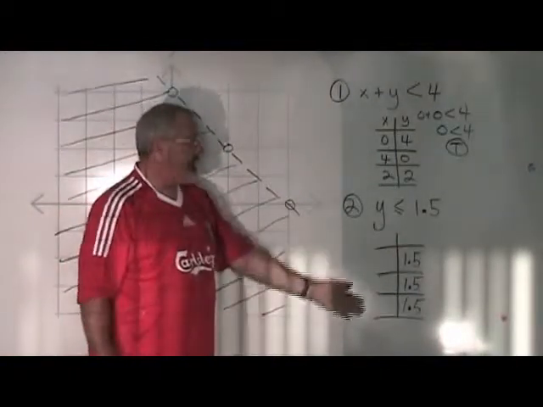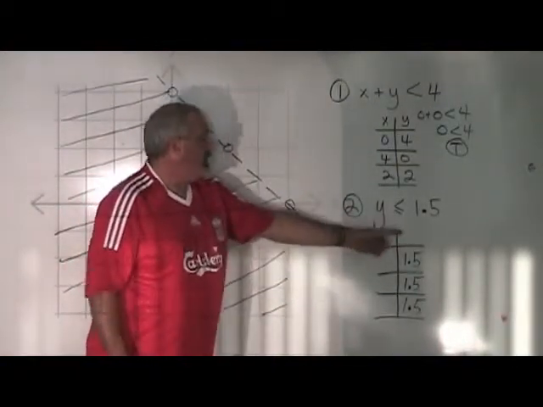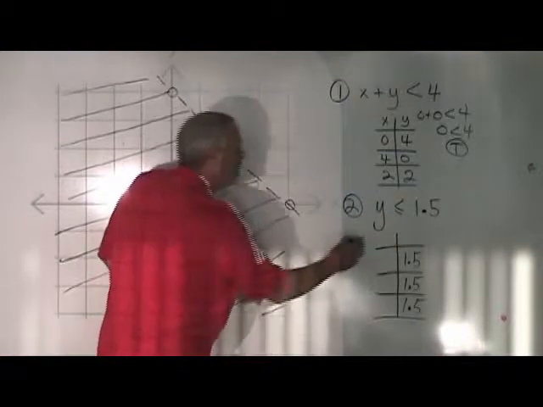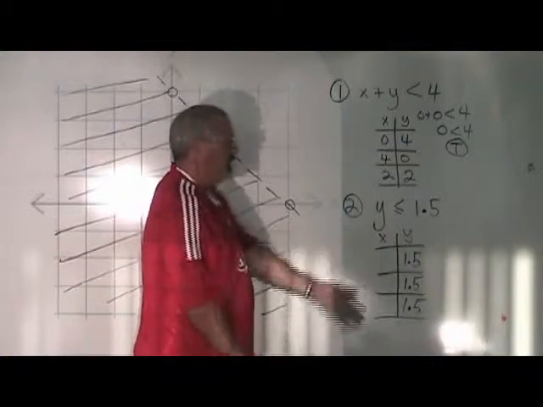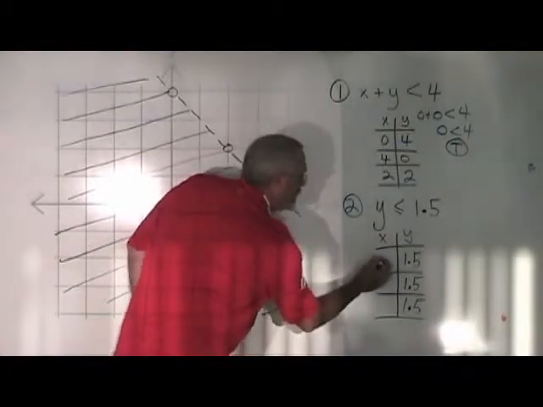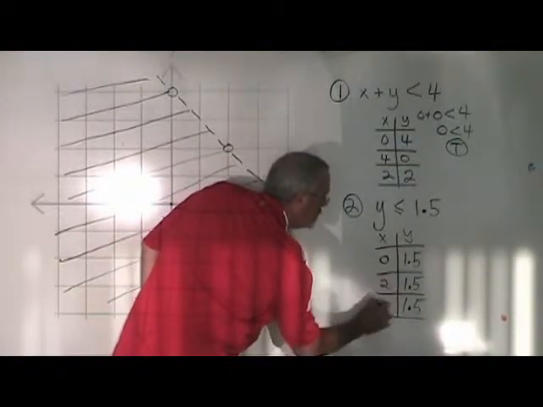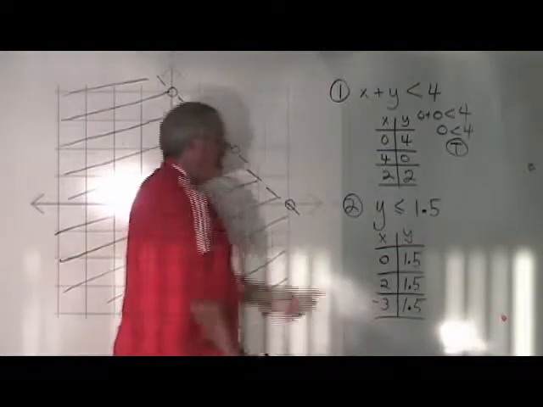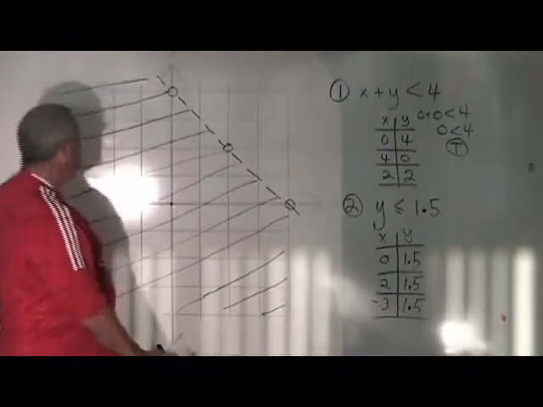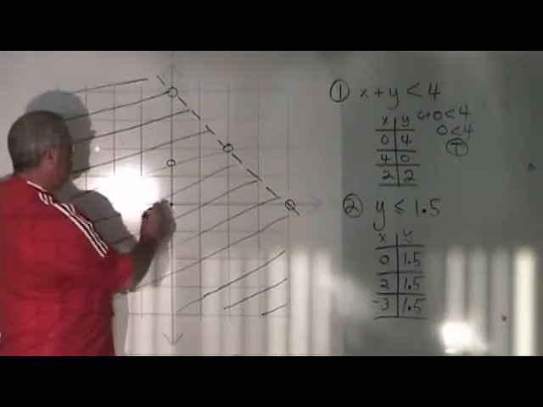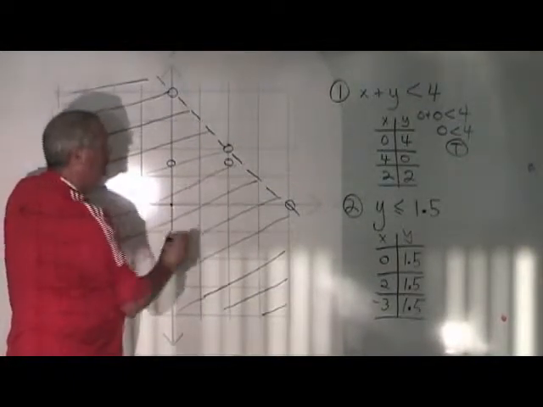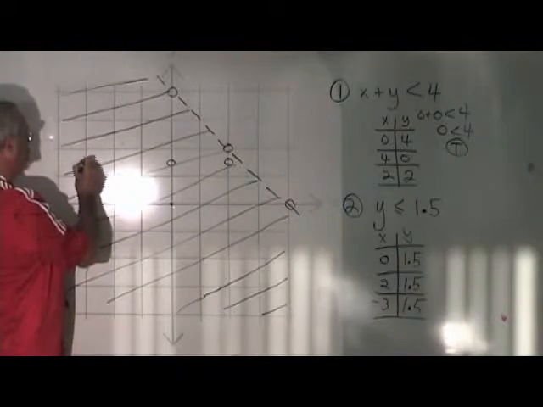I have to finish my table of values. Y is equal to 1.5, so the y side of the table is 1.5 all the way down. For the x side, I pick any numbers I want. I'm going to choose 0, 2, and negative 3. Graphing these points, I have 0, 1.5, which is right here, 2, 1.5, which is right here, and negative 3, 1.5, which is right here.